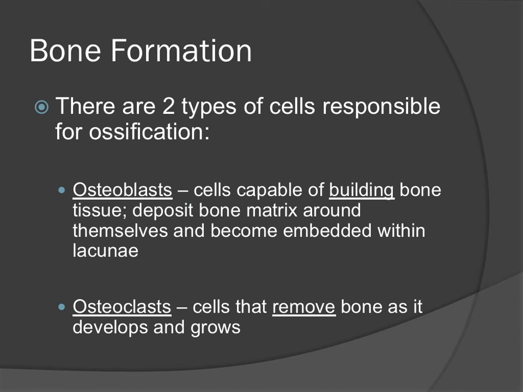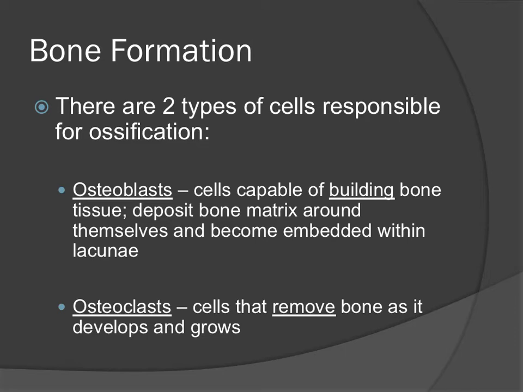So there are 2 types of cells that I've mentioned to you in this bone formation or ossification process. That's osteoblast and osteoclast. So osteoblast is the bone forming cell. They deposit bone matrix around themselves and become embedded within the lacunae. So osteoblast is a cell that makes bone, and it does so by producing a matrix that then becomes mineralized.